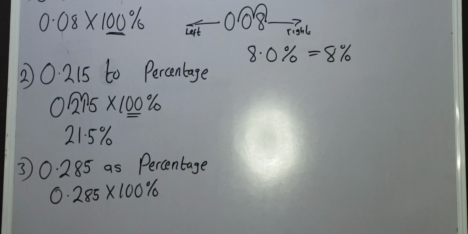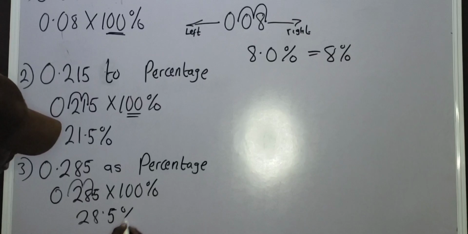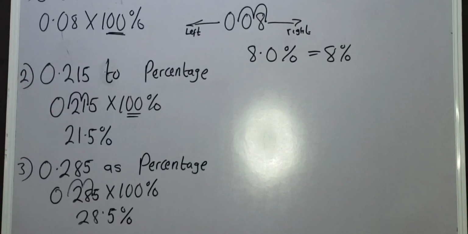I'm going to move the decimal point 2 steps towards the right. So I'm going to have 1, 2. So the decimal point now is between 8 and 5. So this will become 28.5%. Do you understand? So that is how to convert a decimal number to percentage. We just have to multiply by 100%.